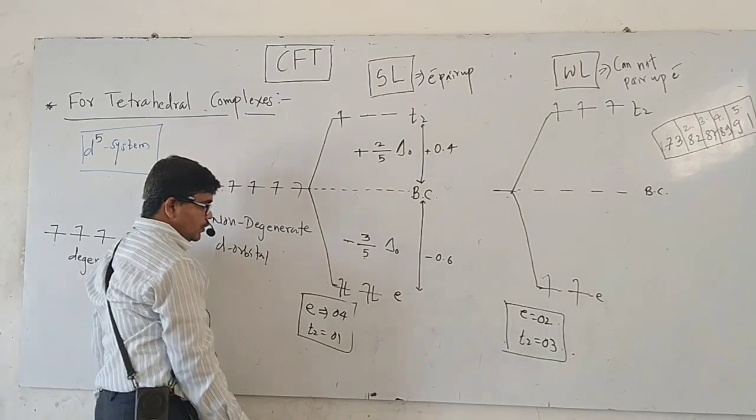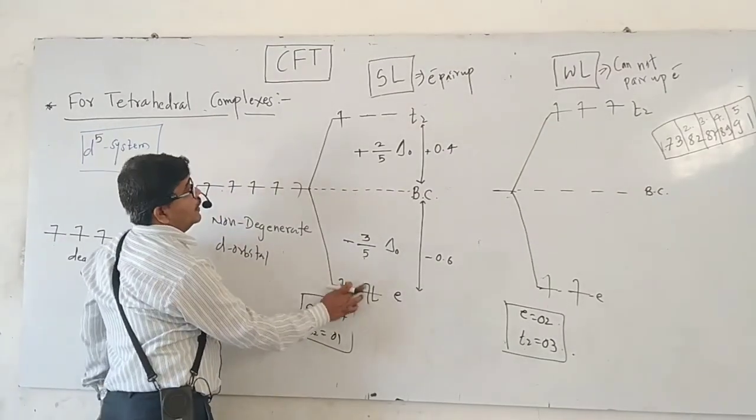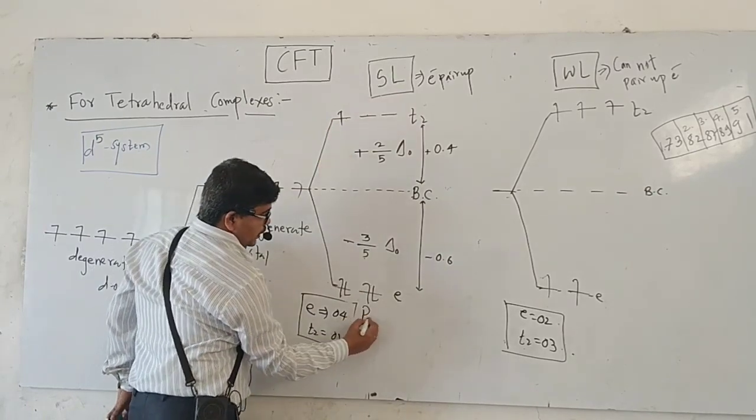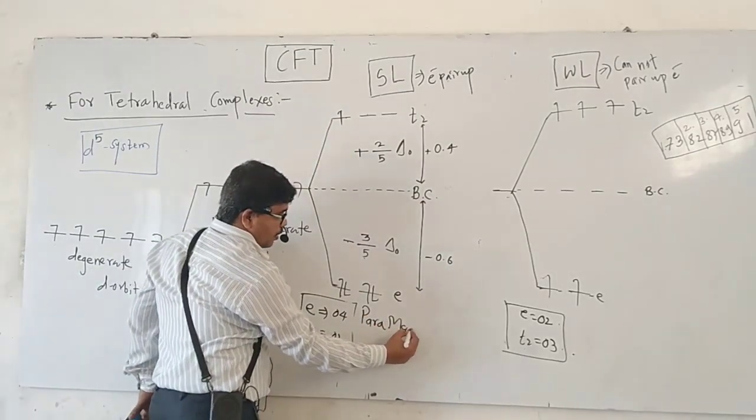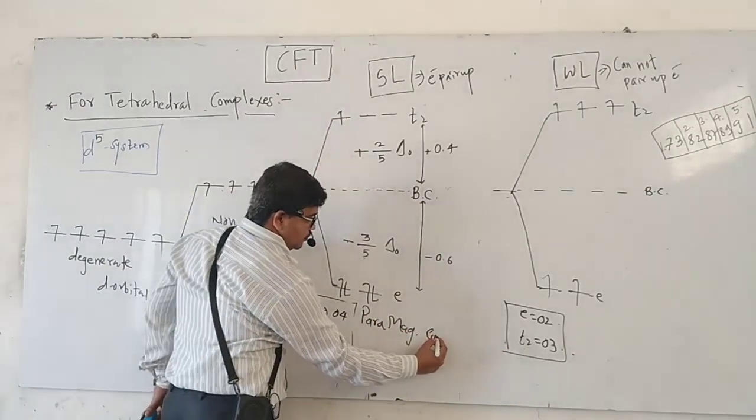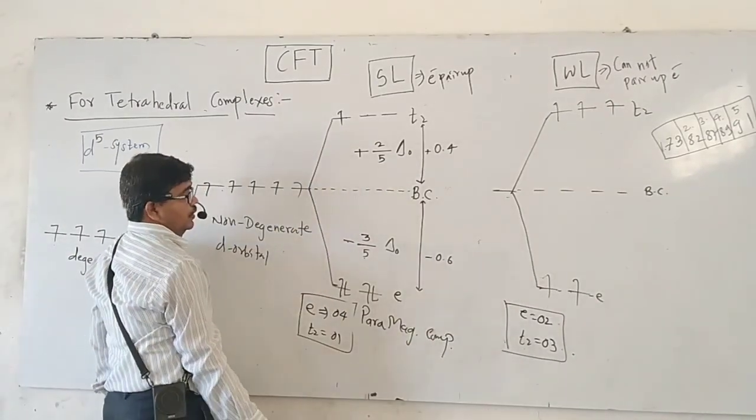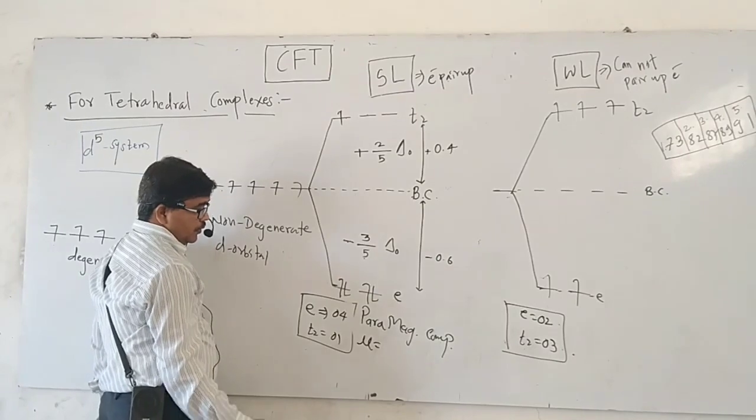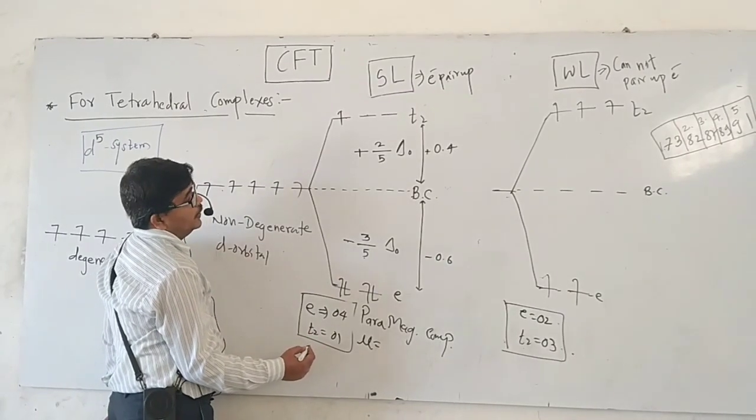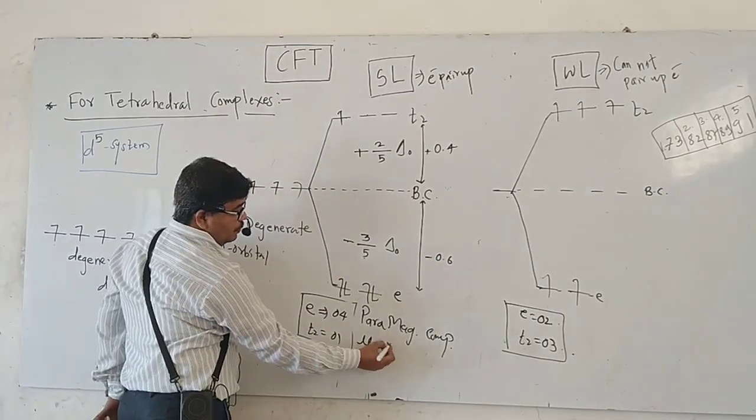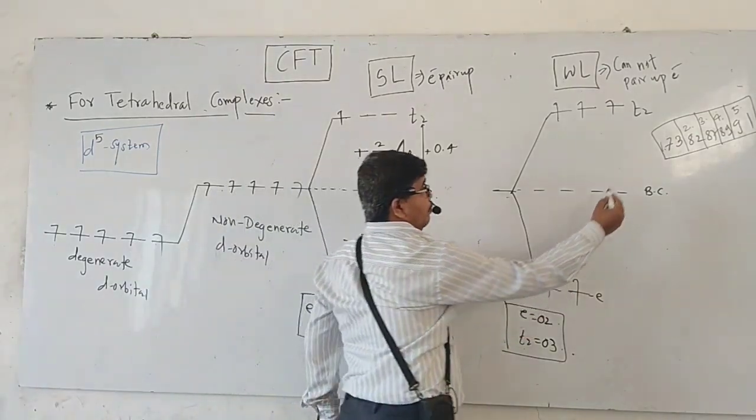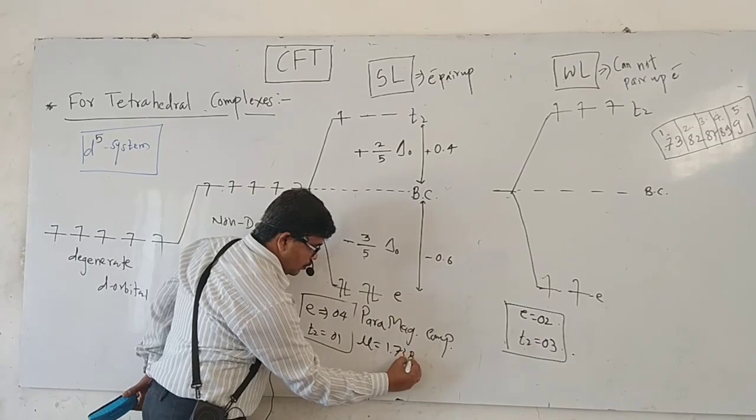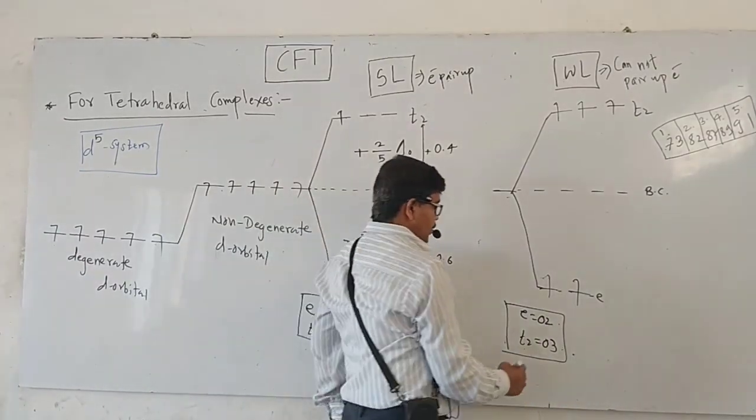What will be the nature of this complex? Unpaired electron is there. One unpaired electron is there. So it will be a paramagnetic complex. And what will be its magnetic moment mu? Unpaired electron is equal to 1. So it will be 1 point something. So it will be 1.73 Bohr's magneton.